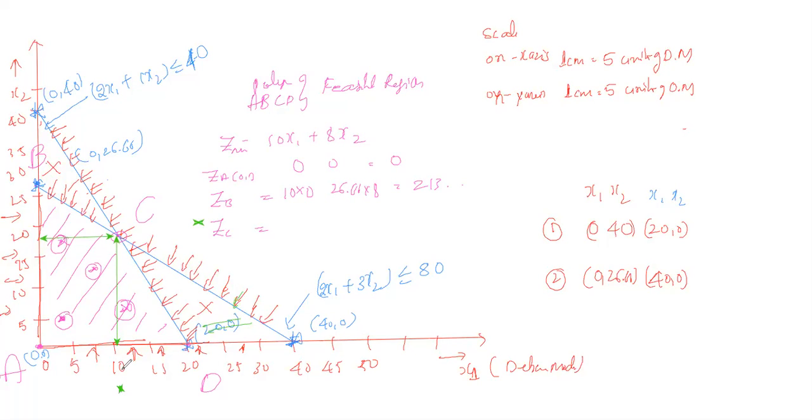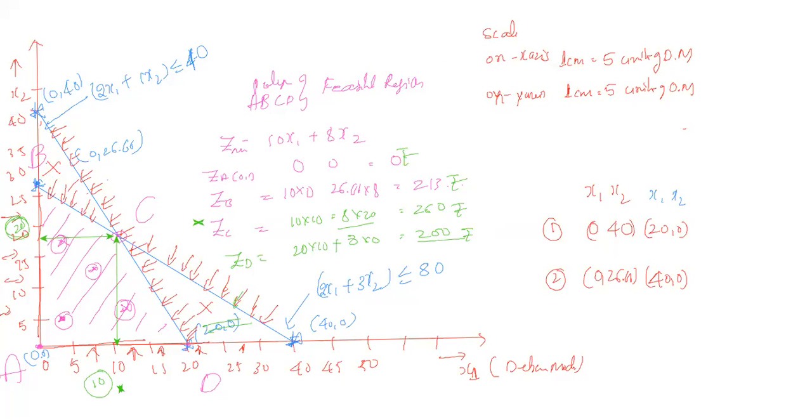This value will be 10 here, and this will be 20. If you draw the graph neatly, you will get exactly 10 and 20. Then 10 into 10 plus 8 into 20 will be 260. And similarly ZD: x1 is 20, so 20 into 10 plus 8 into 0 will be 200. Maximum 200, here 260, 213, here it is 0.